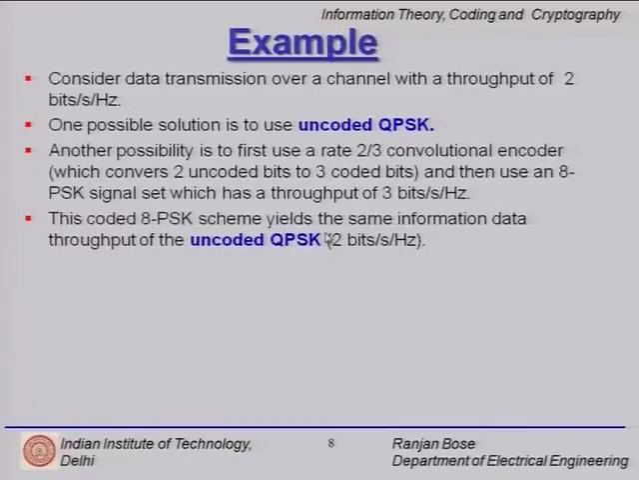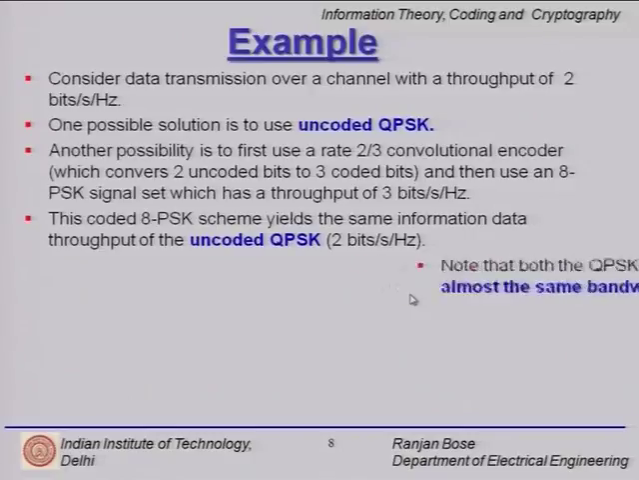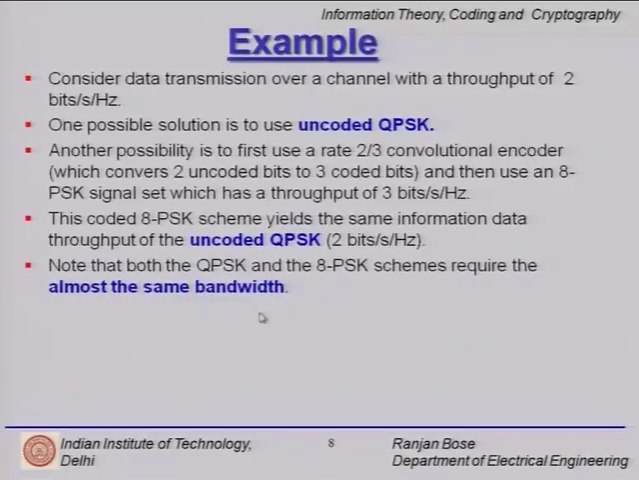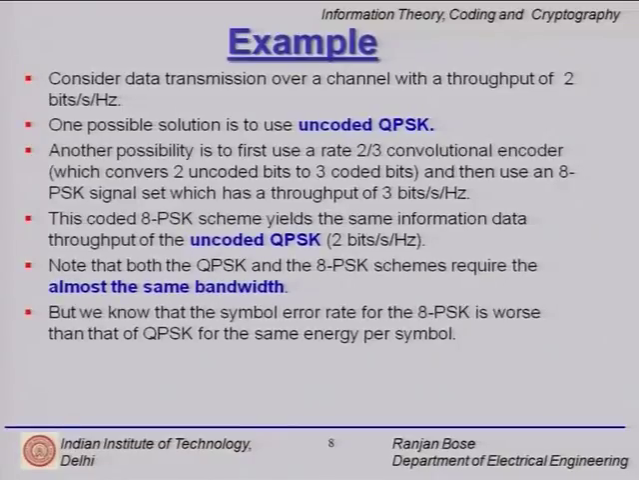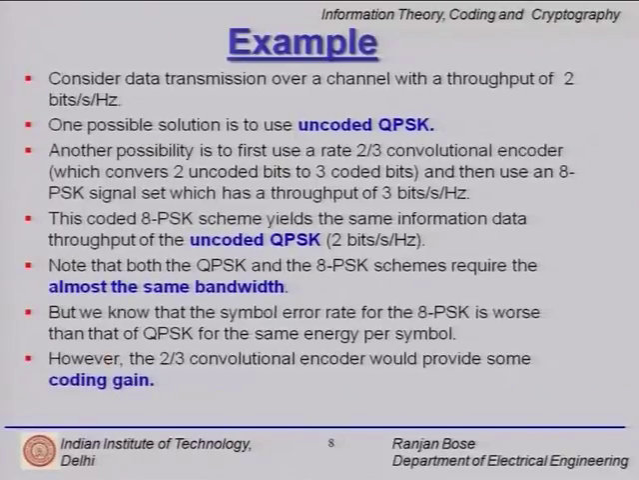So, this coded 8-PSK scheme yields the same information data throughput as the uncoded QPSK, which was sending 2 bits per second per hertz. We assume that QPSK and 8-PSK consume roughly the same bandwidth. It is not a bad assumption. But we know that the symbol error rate for 8-PSK is worse than that of QPSK for the same energy per symbol. But on the other hand, the rate 2/3 convolutional encoder has been able to provide some coding gain.